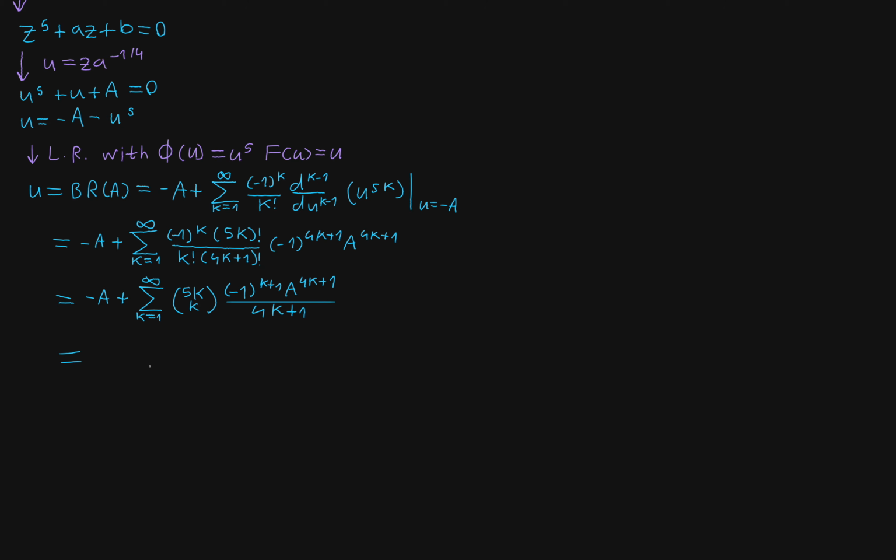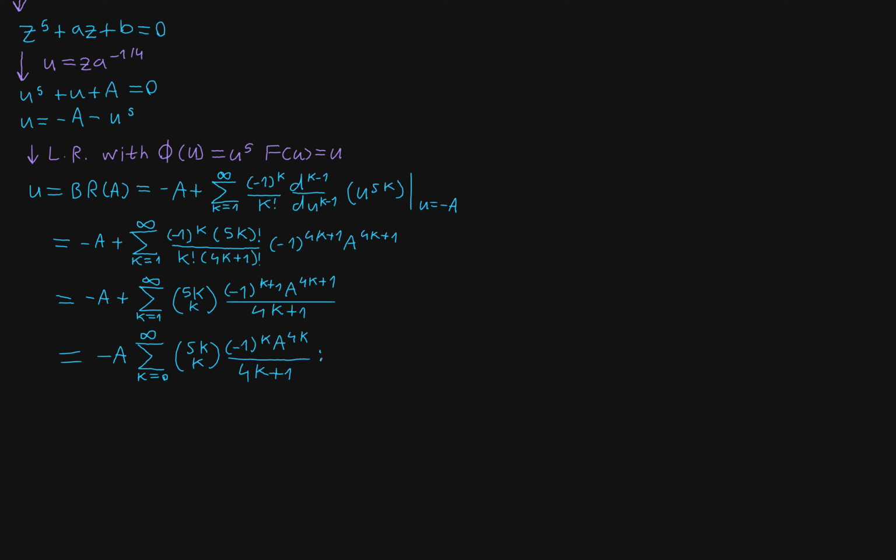And now you will also notice that this minus a over here, the initial term, is also absorbed into the same nth term, so we can rewrite it from k is equal to 0. Also, I'm going to factor that out so that we start inside the series with an initial term of 1. So we're basically going to have minus a times the series k is equal to 0 to infinity of 5k choose k, times minus 1 to the k, a to the 4k over 4k plus 1. Okay, so this is what we have now.